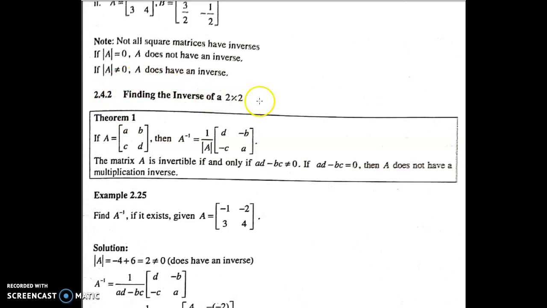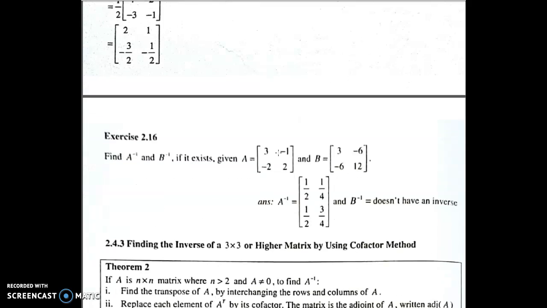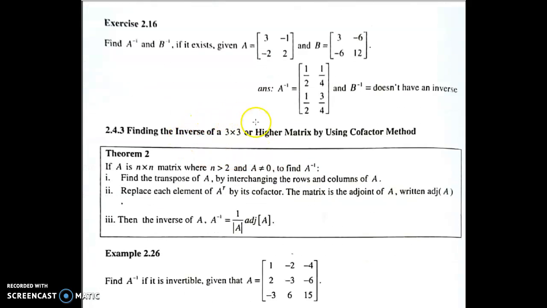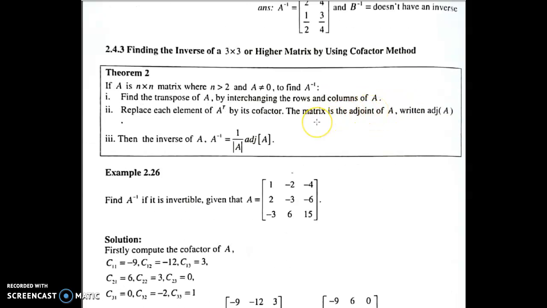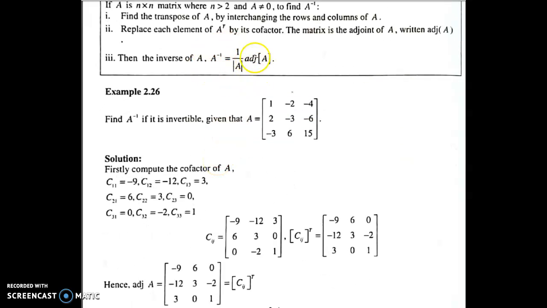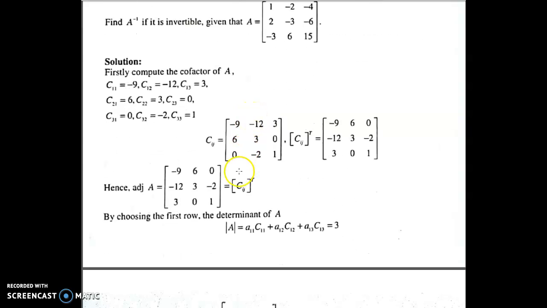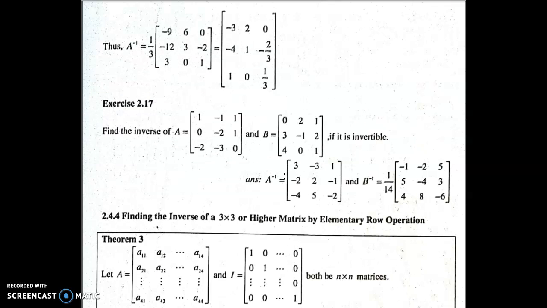Looking for inverse 2 by 2 is quite easy because we have a formula. We just plug in and calculate, and the real thing comes when we want to find inverse for 3 by 3 or higher. To do that, we are able to use the cofactor method, which is by using the method of cofactor and adjoints that we have learned before. Finding cofactor, finding adjoint, and lastly we're able to get the inverse of that matrix.